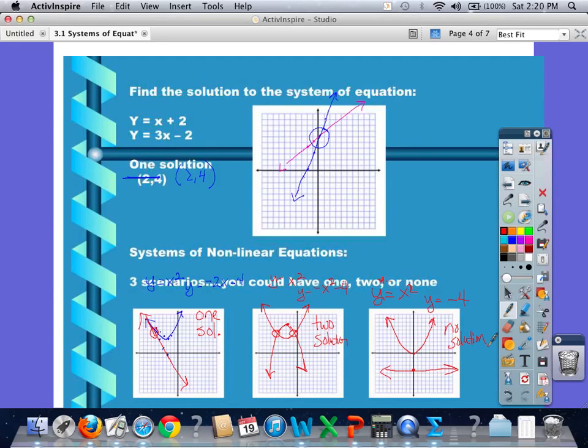Okay? So we have a line and a parabola that intersect only once. Then we have two parabolas that could intersect twice, one right here, one right here. And then we can have a parabola and a line, and they never intersect at all, and that's a no solution. Okay.